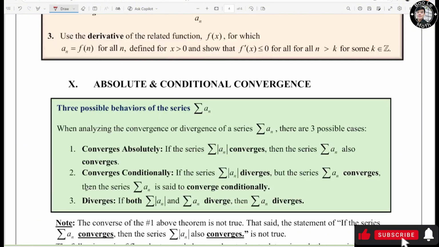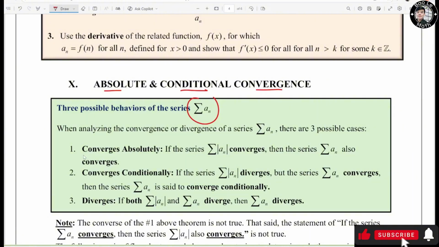Now, the last one we're going to talk about is absolute and conditional convergence. We have 3 possible behaviors of the series a sub n. When analyzing the convergence or divergence of a series a sub n, there are 3 possible cases.